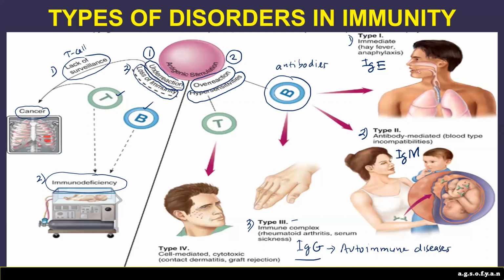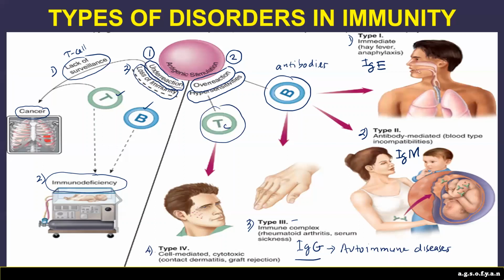And then the last one is called type 4 hypersensitivity. This is the only one that is caused by the T cell, okay? Mostly the TC. For example, tissue graft rejection. This is usually caused by the TC that rejects the tissue from other people, from the donor. So these are the 4 types of hypersensitivity.